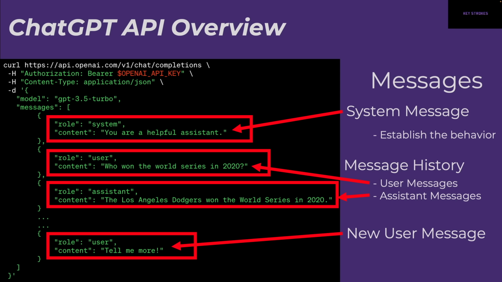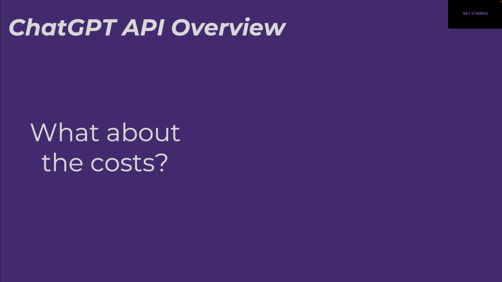And then continuing on, there might have been more messages between the user and the assistant, and then the user basically asks, well, tell me more. And that's all there is on how to use the ChatGPT API. Next, let's talk about the costs, as it's not as intuitive as you'd think.